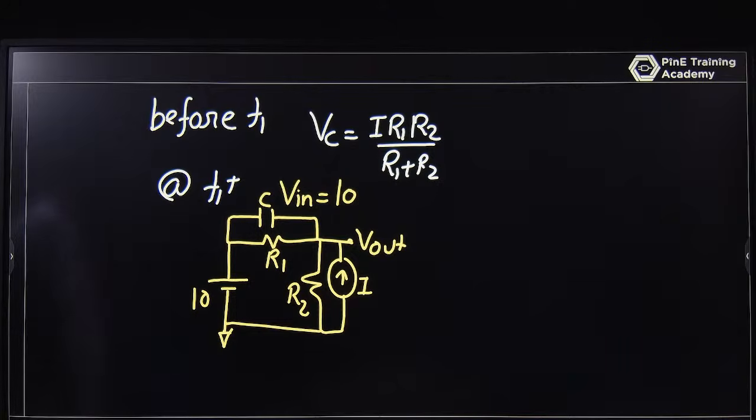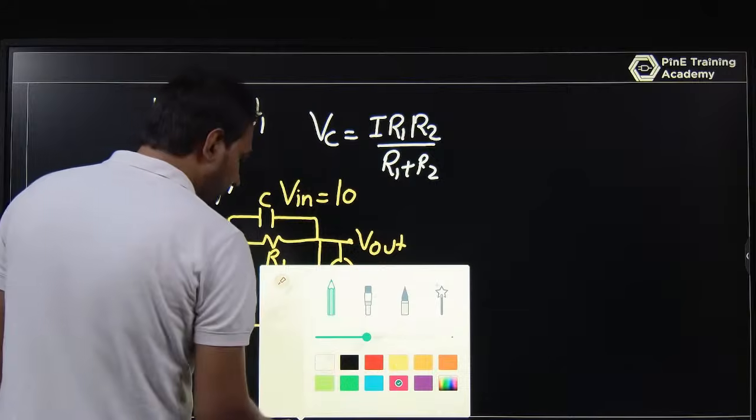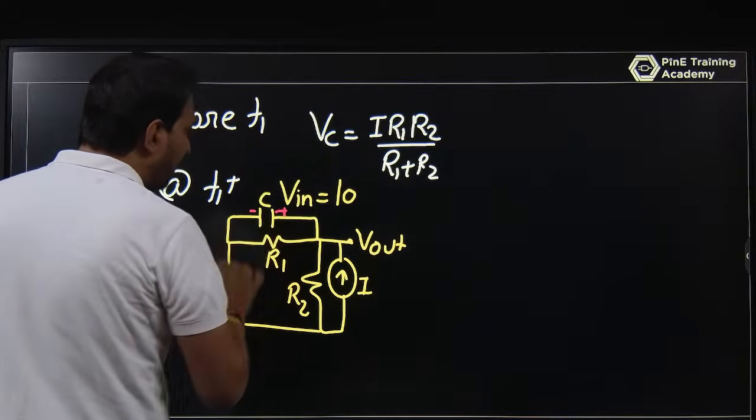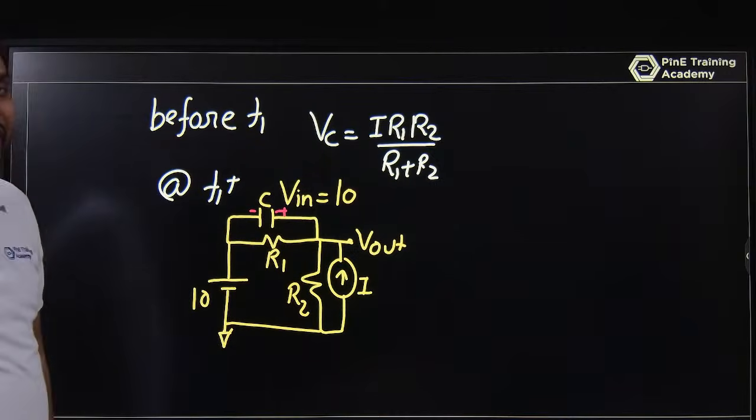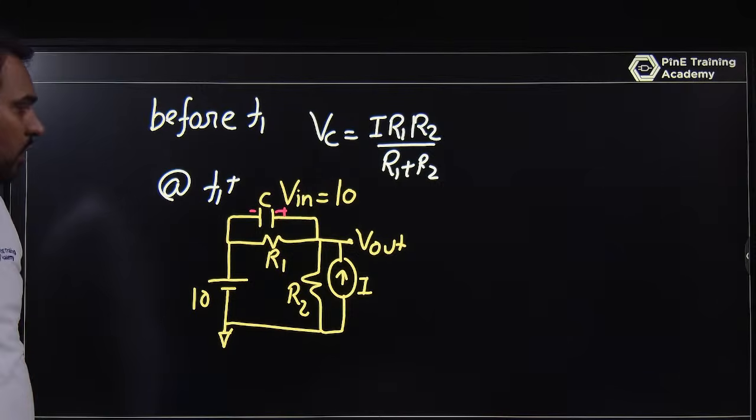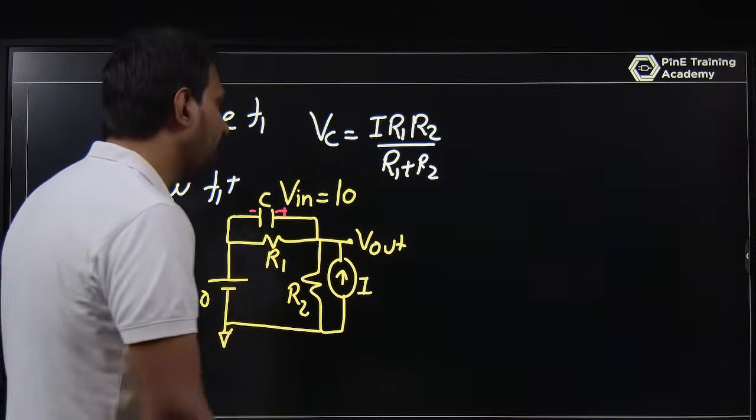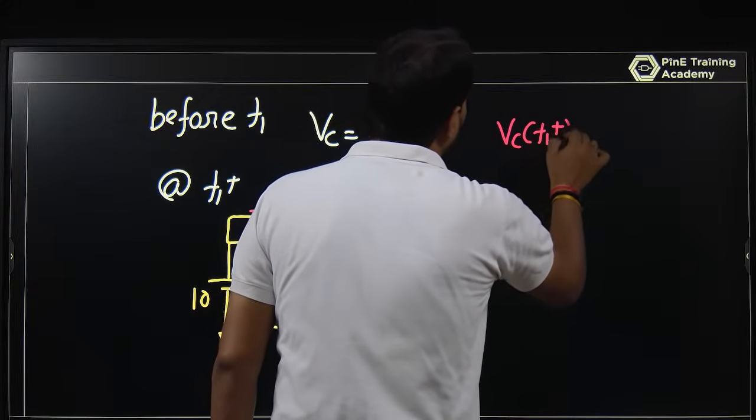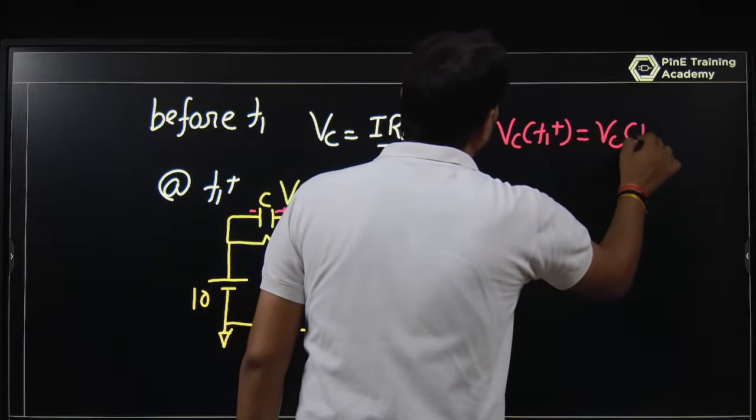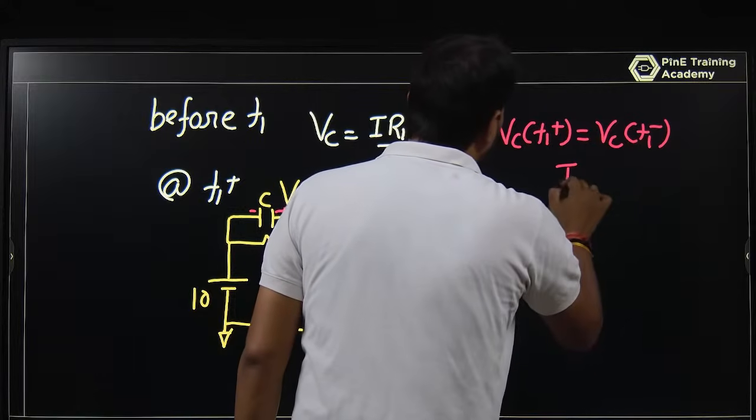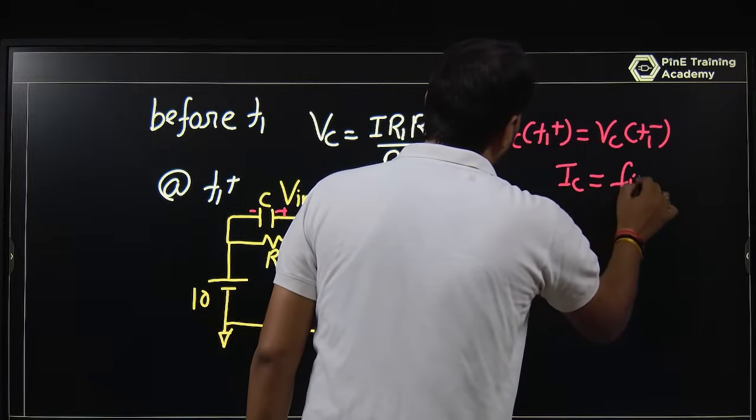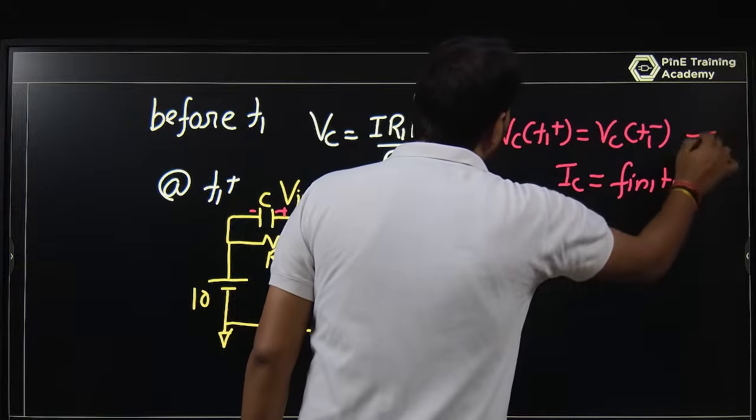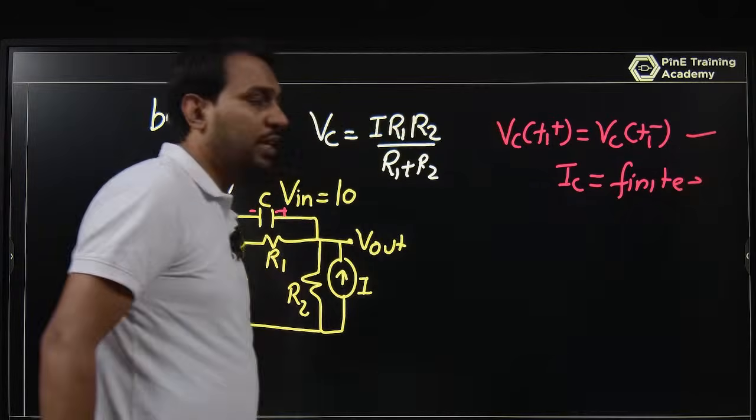After T1 plus, the input voltage is 10, and the capacitor voltage stays the same if and only if the current is finite. So I will check what the current is here. As we know, VC at T1 plus will remain at VC at T1 minus if and only if the current through a capacitor is finite. This is my assumption.